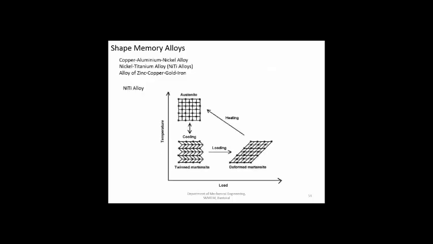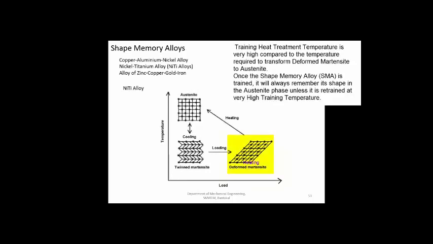So here, initially it will have the martensite, which is a soft material. Then when you heat it up, it becomes austenite, which is a very hard material. In the austenite phase, you can give it any shape, and when it cools down, it will have something called twinned martensite. That is the twinned martensite phase. So it will remember that particular shape.